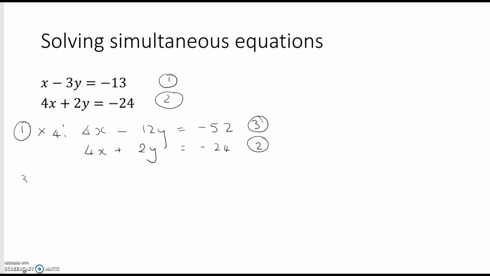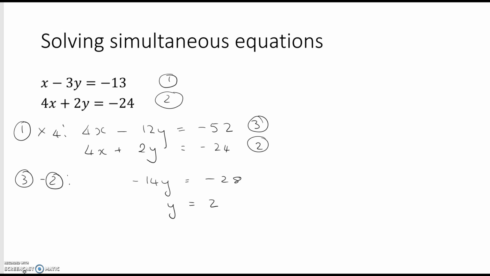Now if we subtract 3 minus 2, so that's 4x minus 4x, which is nothing. Negative 12y minus 2y, which is negative 14y. And negative 52 minus negative 24 will give us negative 28. So y is equal to 2.